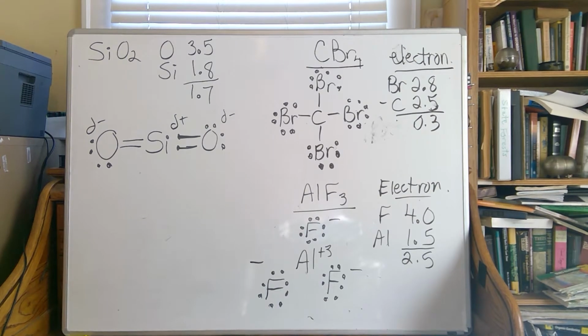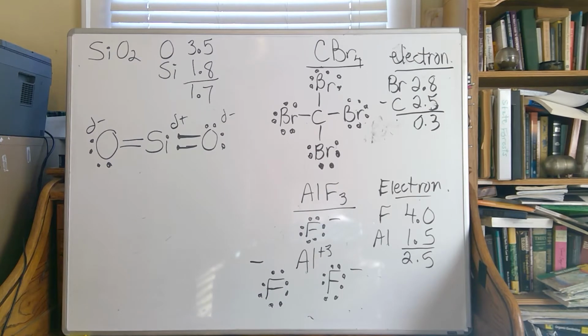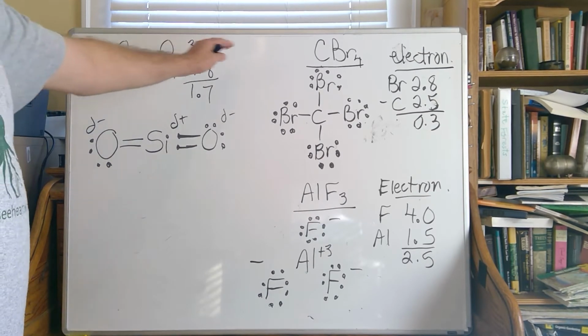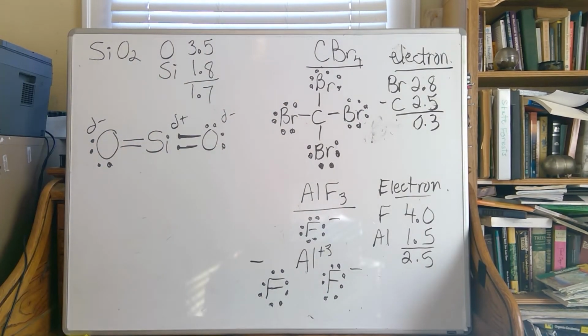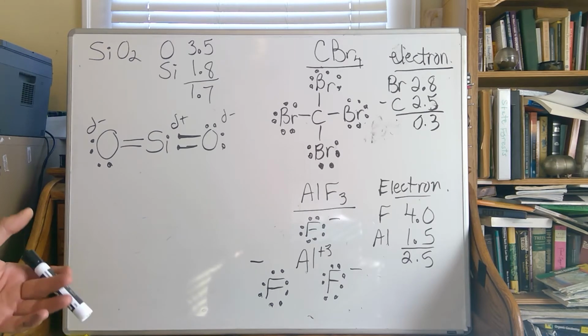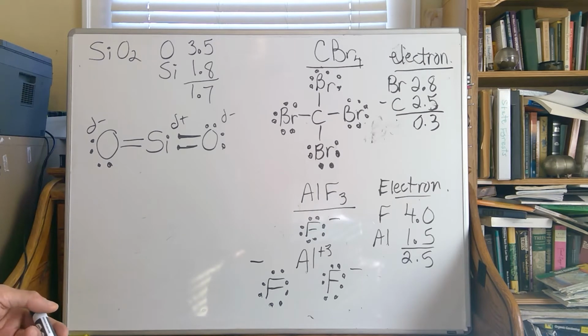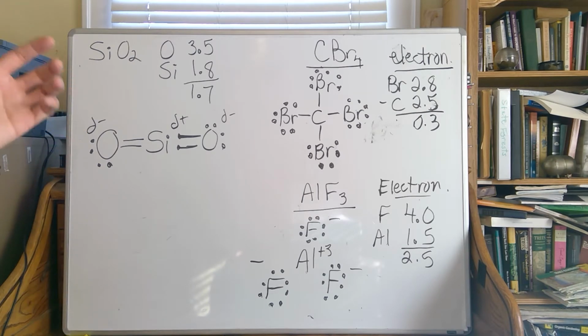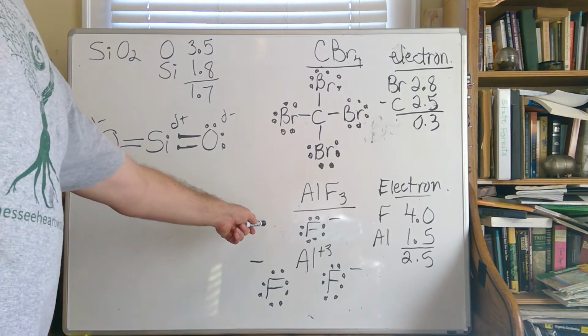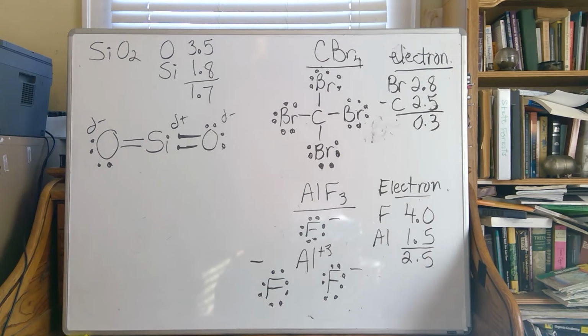So let's take a look at the problem of the day results for our Lewis structure practice. We have three compounds: sulfur dioxide, carbon tetrabromide, and aluminum fluoride. Each one of these has a different type of bonding going on, although two of them wind up being essentially nonpolar overall. First, let's look at the ionically bonded aluminum fluoride.